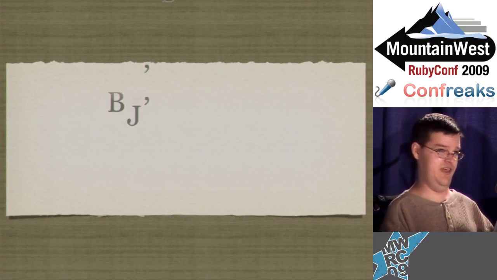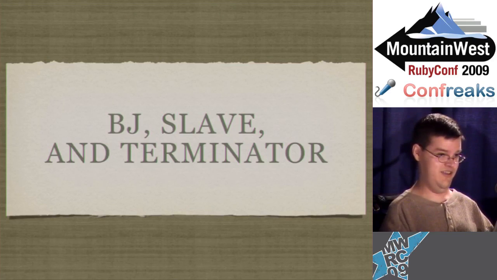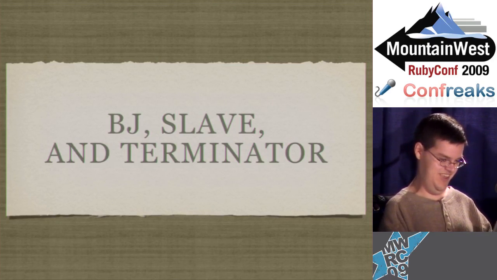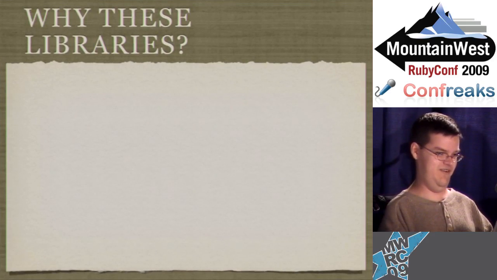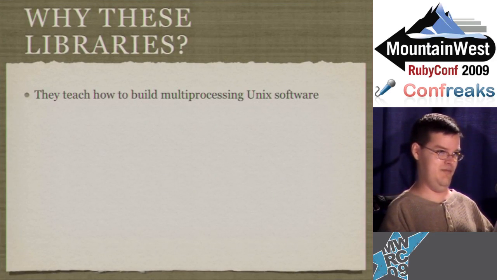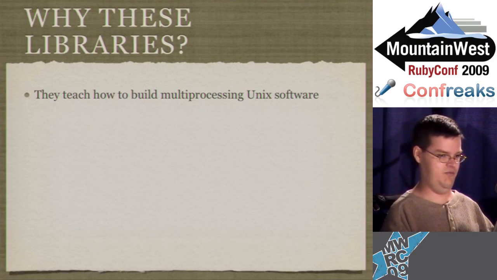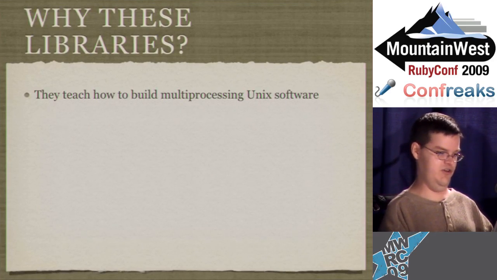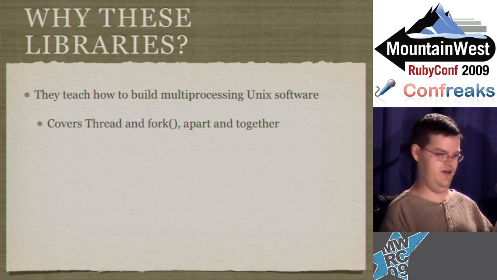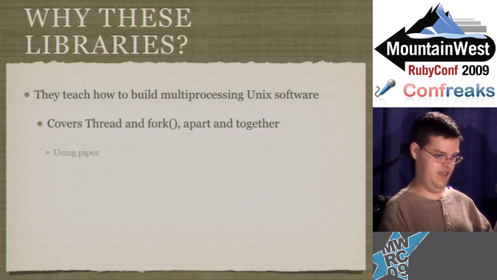But there are lots of Ruby libraries I've learned a lot from too, like BJ, Slave, and Terminator, which are the three best named Ruby libraries ever, or what? So why are these important? Well, currently in my day job, I have to build really complicated multiprocessing Unix software, which means understanding things like threads and forks, pipes and signals, and all of that.